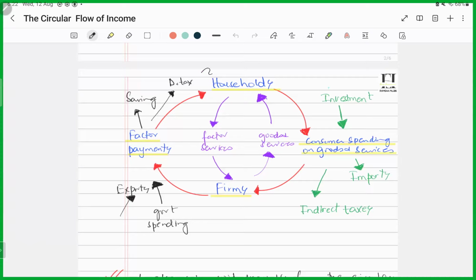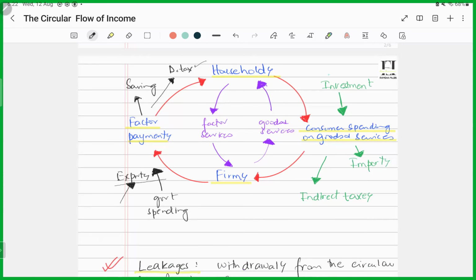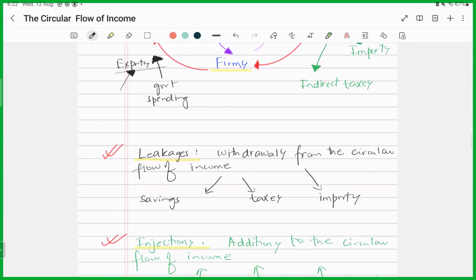Now notice direct taxes are here because we are talking about incomes, right? So it's charged from factor payments. It's moving away. Notice the arrow is moving away from the circular flow. Savings is also moving away. Government expenditure and exports are moving too. Now, what is actually happening? This model helps explain two key concepts over here: leakages and injections.